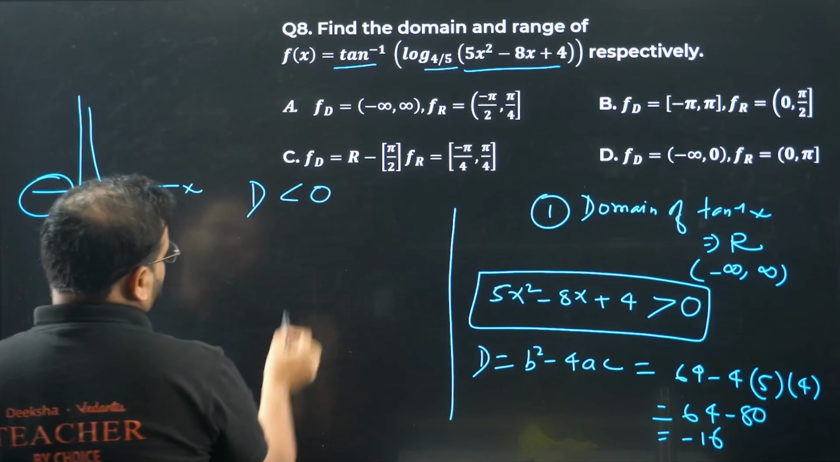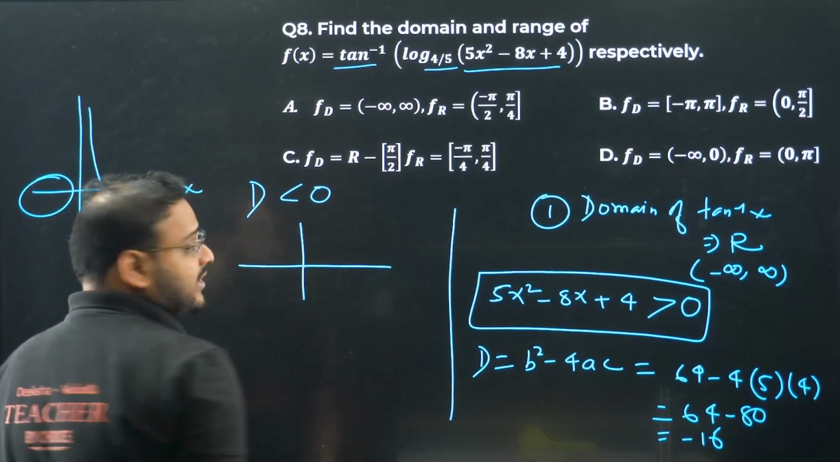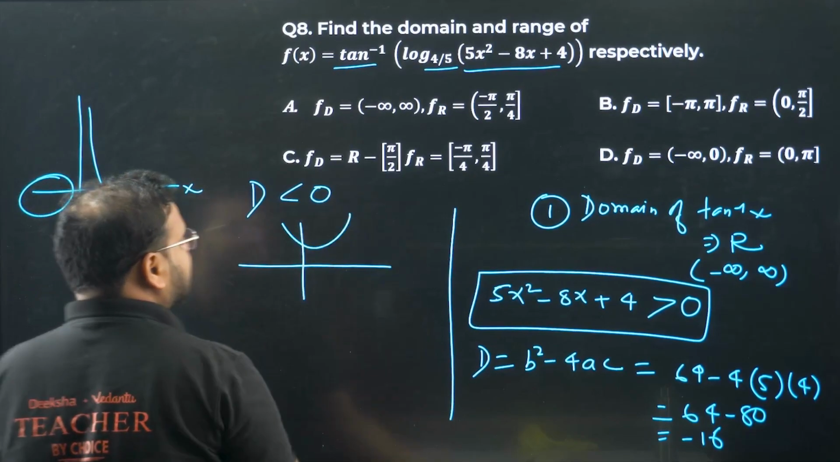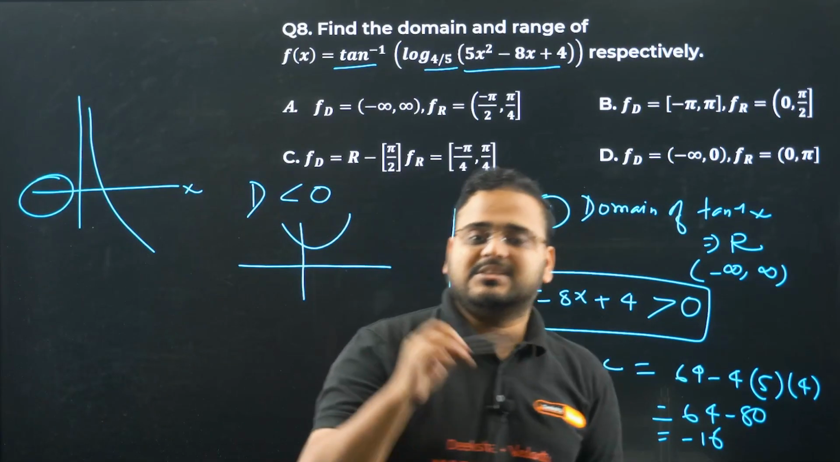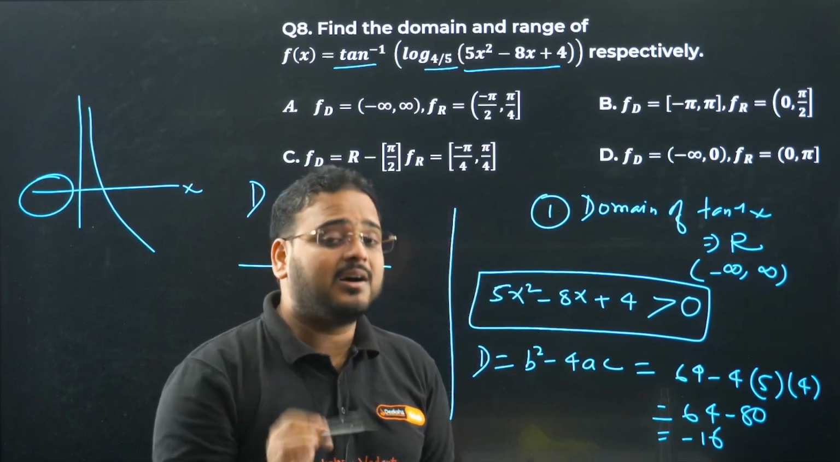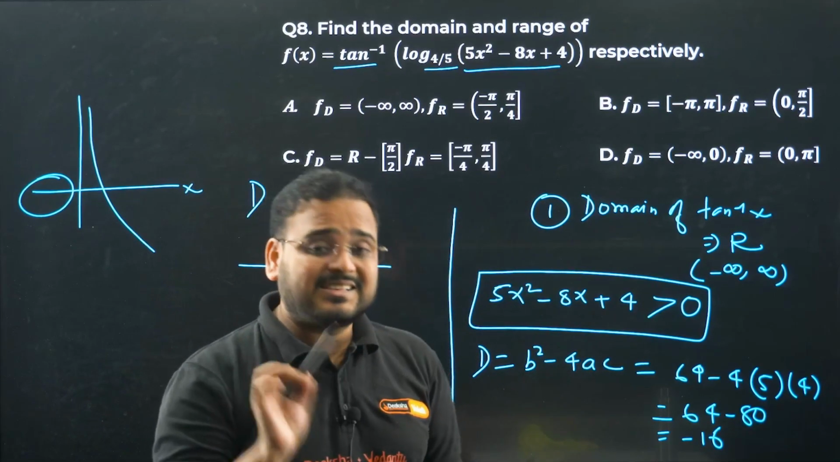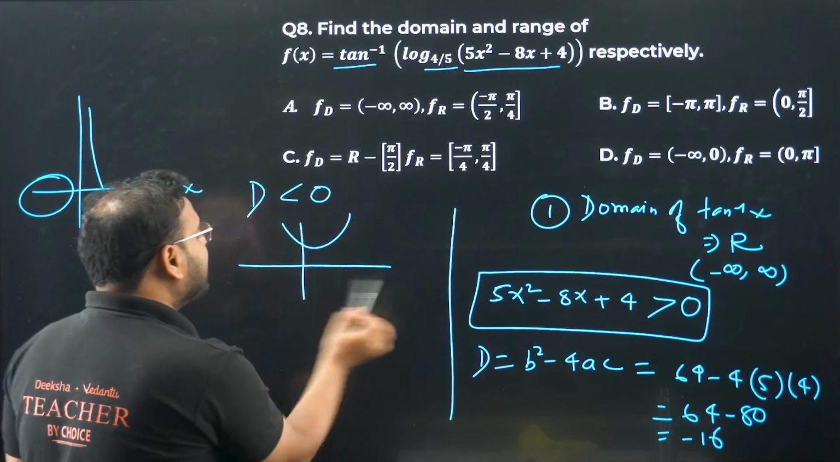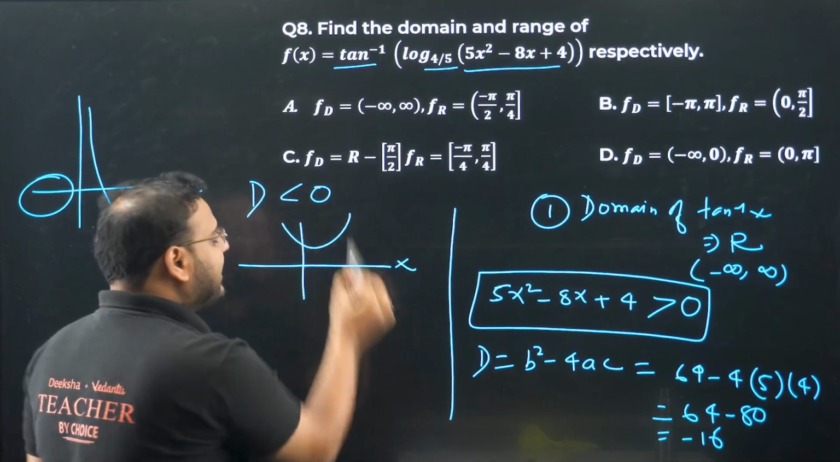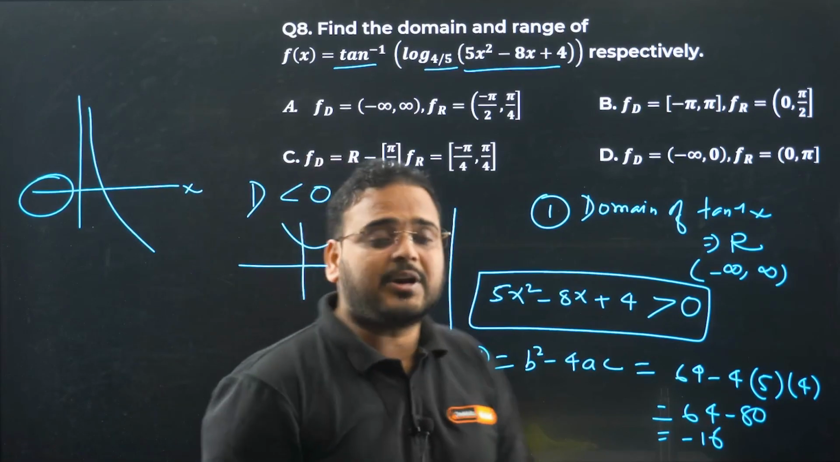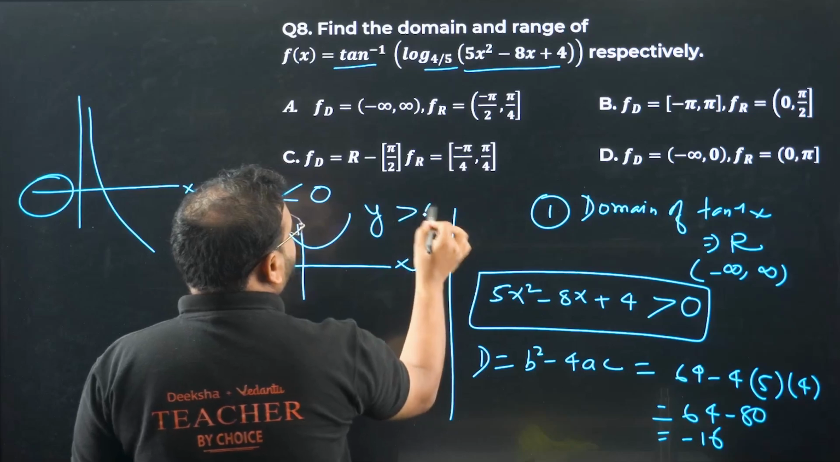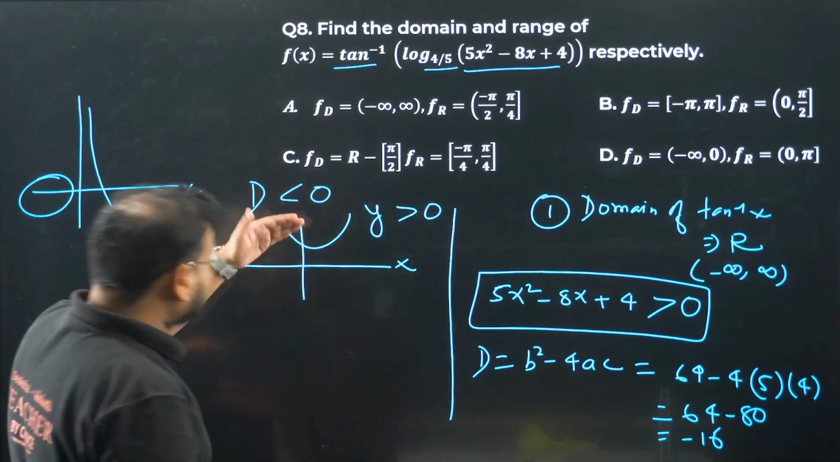What it means actually, remember, for a quadratic curve, when the discriminant is less than 0, the graph lies above the x-axis. Whenever the discriminant of a quadratic equation is less than 0 or negative, the roots are imaginary, okay? There is no real value of x and the graph lies above the x-axis. What it means is that this whole graph is always going to be more than 0.